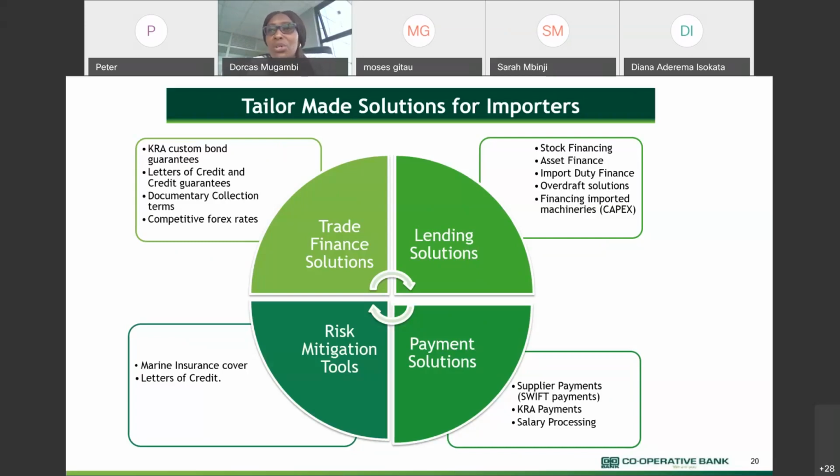Finally, we have what we call documentary collections. This is for the people who are in imports and you have built a relationship with especially some of your suppliers on the other side. So what they do is that they will send you documents, and once they send you documents, the documents come to our bank. We hold those documents until you can make the payment, or until the time when you want to clear those goods.